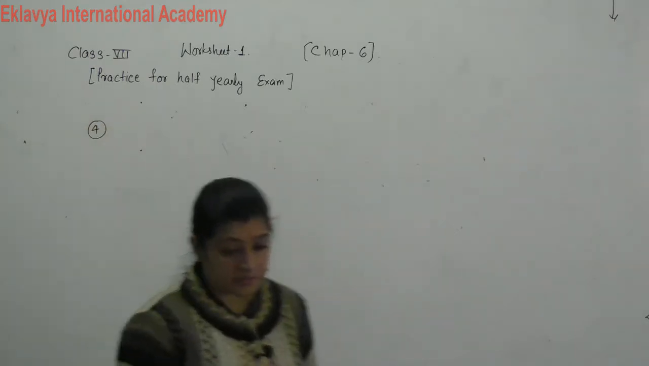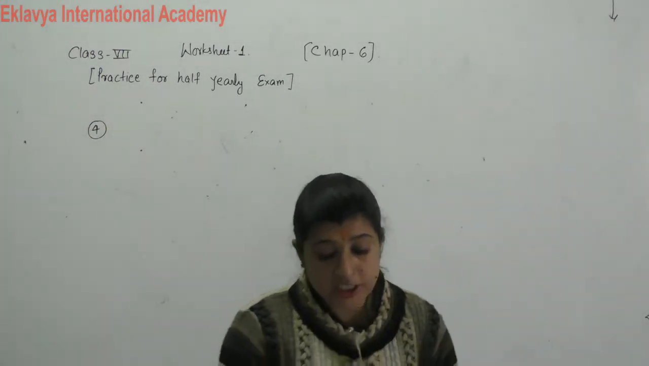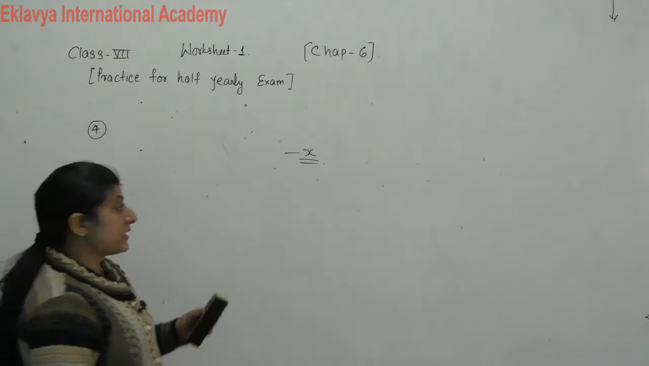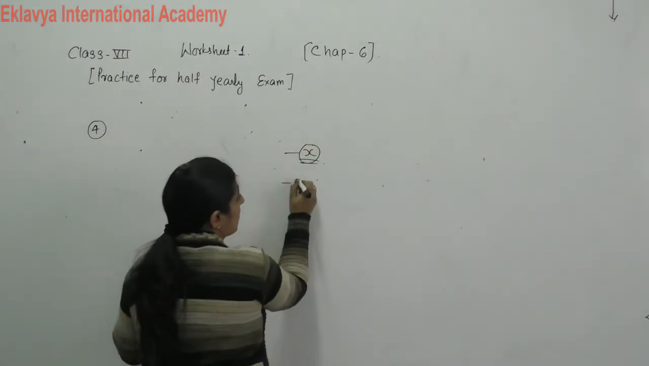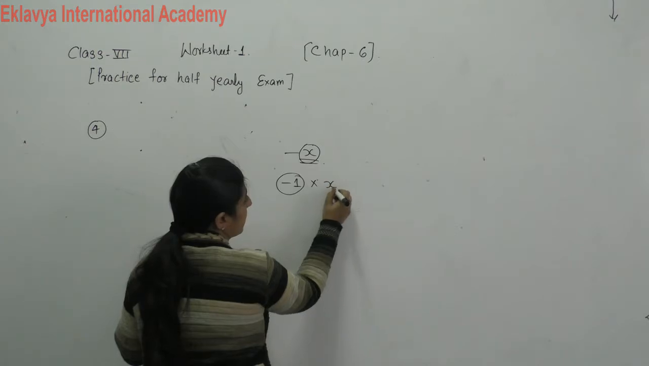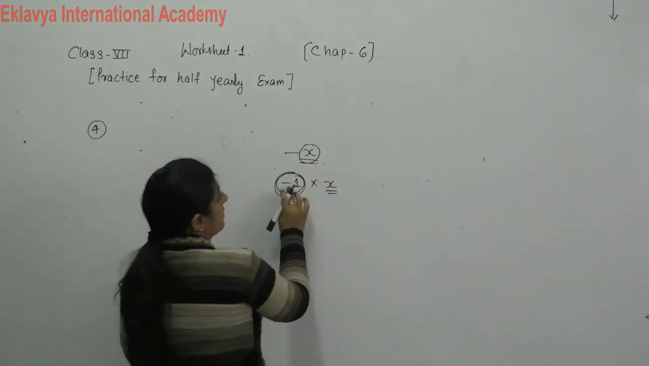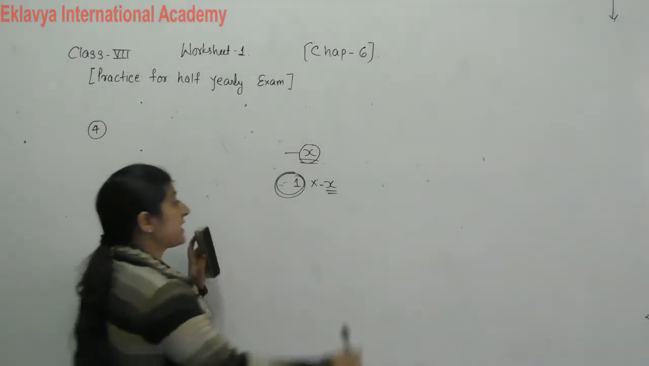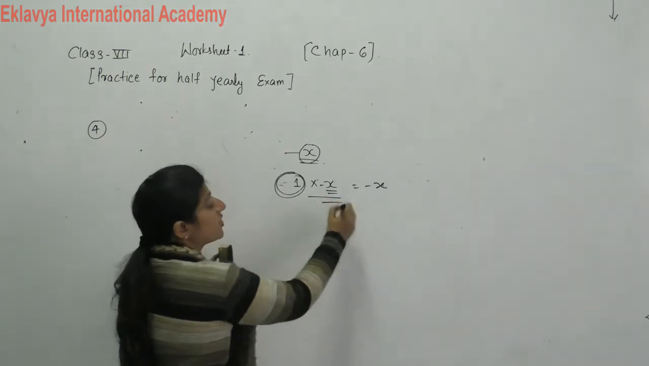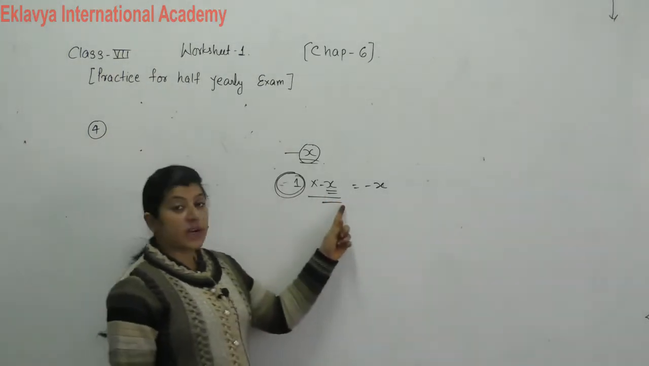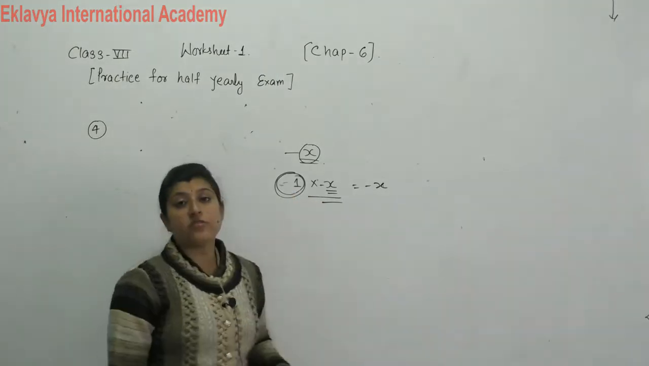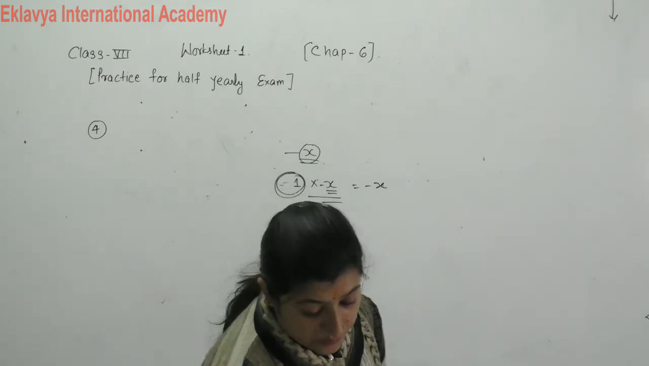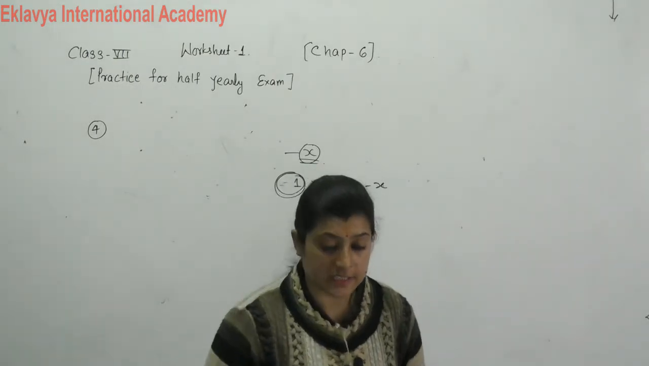Question number 4. The coefficient of minus x. Coefficient is what? See, x here, then we can say minus 1 into x. Then what is the coefficient of this? That you can say 1. So 1 into minus x is equal to minus x. We want to find out the coefficient of minus x. Then 1 into minus x is equal to minus x. It means what is the coefficient of it? 1. Your option A is correct in this.